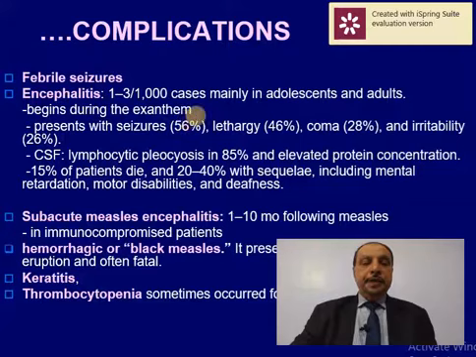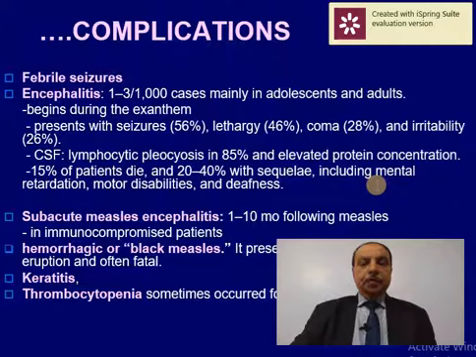It begins during the exanthem, this means during the rash, and this encephalitis presents with convulsions, lethargy, coma, and irritability. The CSF shows lymphocytic pleocytosis in 85%, like the viral meningitis, and elevated protein concentration. 15% of patients die, and 20 to 40% of patients will live, but with sequelae, including mental retardation, motor disabilities, and deafness. So encephalitis, the second cause of death from measles, and it is severe and usually 1 in 1,000.